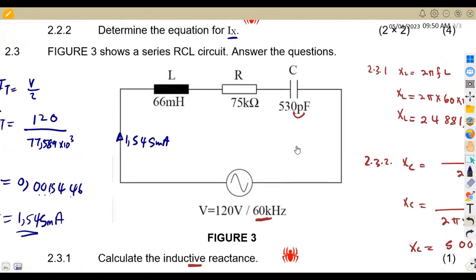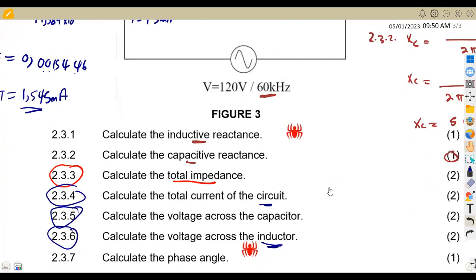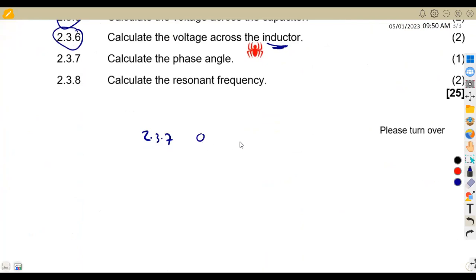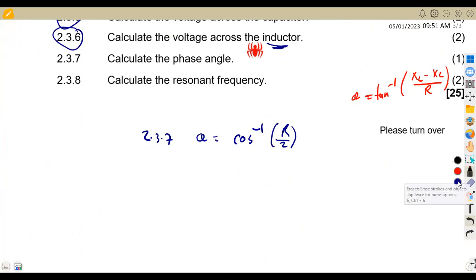All right, so our phase angle can be taken from so many formulas. In this case, we can have our phase angle, which is referred to as theta, as the arc cos of resistance over the total impedance. Or we can have theta equal to arctan of XL minus XC over the resistance, like that. So I'm going to just use this one.